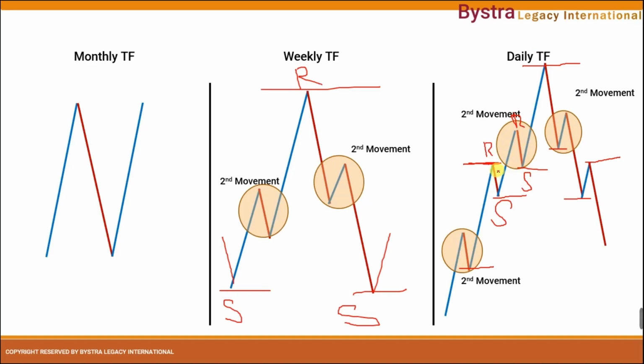So how do we know that this resistance is strong with the second movement? Always refer to the right, not to the left. So to know that this resistance is strong, it must have a second movement on the right side. Same goes with this one. So if let's say this is a strong resistance, how do we know that it is? It will have the second movement on the right side. So we look to the right. This is the second movement.